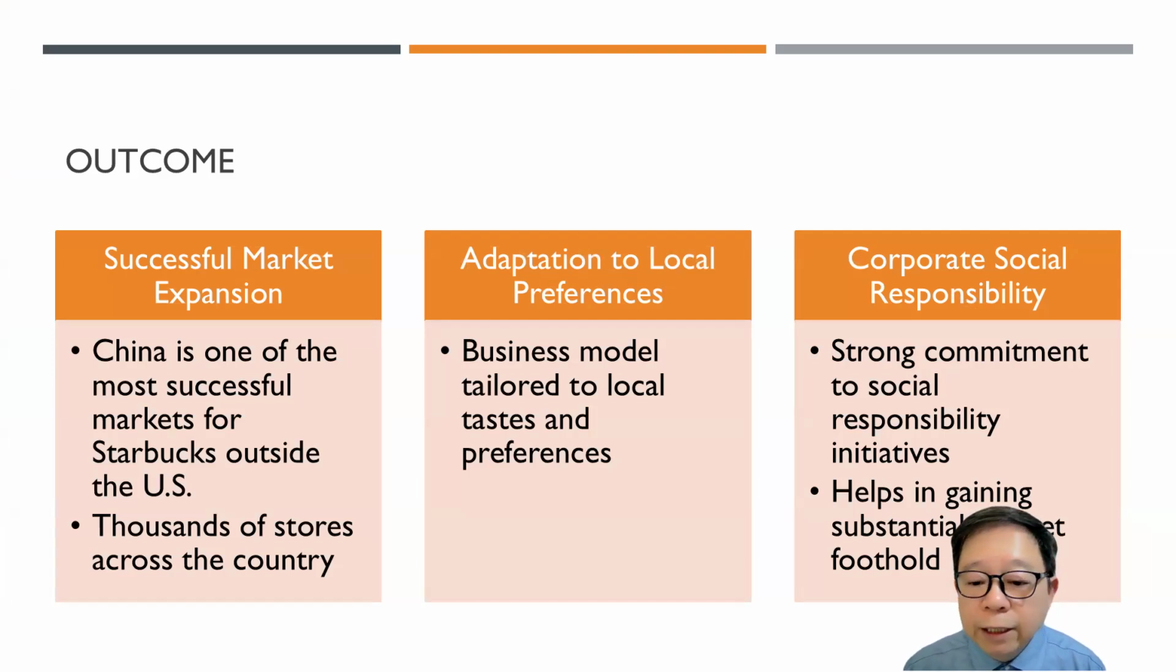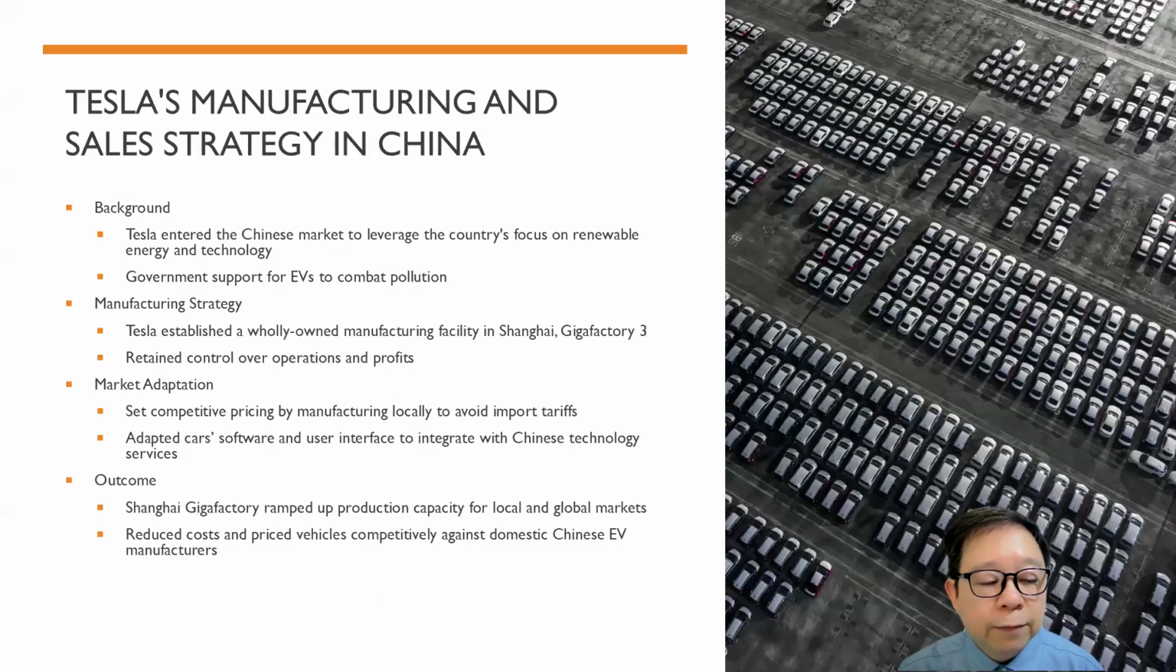So for the case of Starbucks, the outcome is here, right? China is its most successful market outside the US. They have over 1,000 stores around the country. So obviously, Starbucks has been doing very well. It has successfully globalized the business in China, especially. The adaptation to local preference, the business model catering to local taste, and also a strong commitment to social responsibility also helped to establish the brand in China.